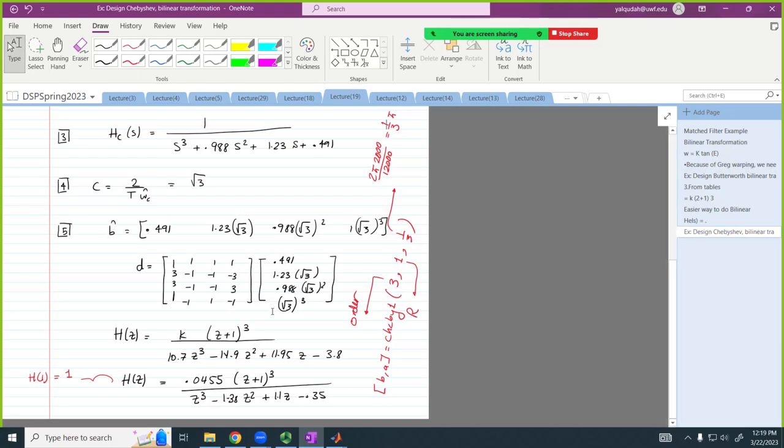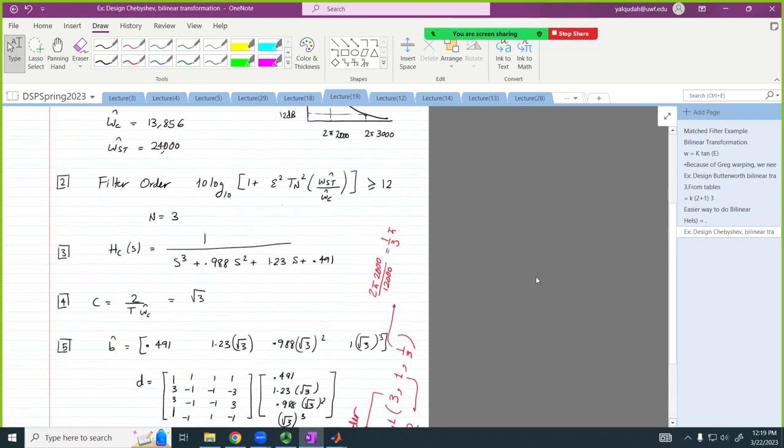Where did the 1 dB ripple go when you figured out the Chebyshev? In the epsilon.